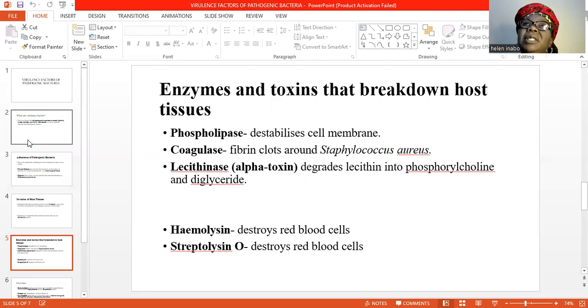The cell membrane is charged with the responsibility of maintaining the integrity of the cell. It is a semi-permeable membrane and selects what enters the cell and what goes out of the cell. If the cell membrane is destabilized, then cell death occurs.